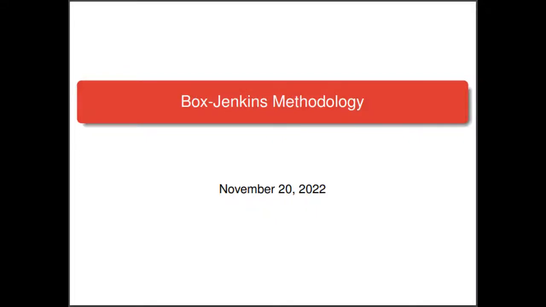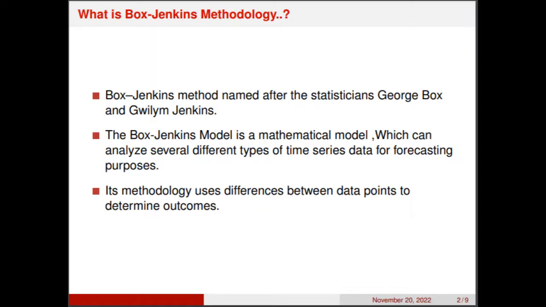This lecture is about the Box-Jenkins methodology. What is the Box-Jenkins methodology? The Box-Jenkins method is named after the statisticians George Box and William Jenkins. This model is a mathematical model which can analyze several different types of time series data for forecasting purposes, and its methodology uses differences between data points to determine the outcome.